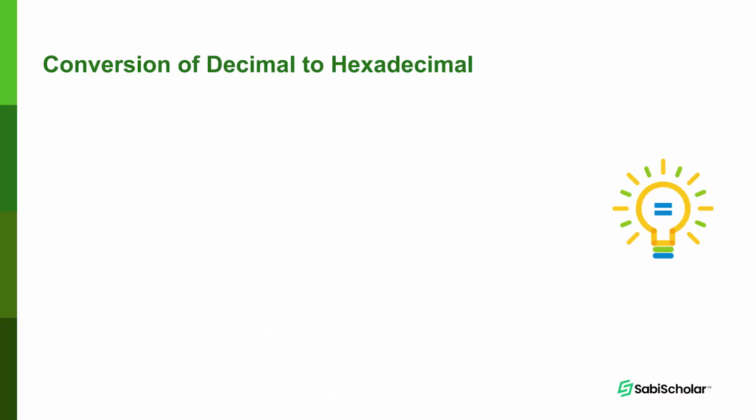Now, how do we convert a decimal number, that is a number in base 10, to hexadecimal? This is going to convert from base 10 to base 16.